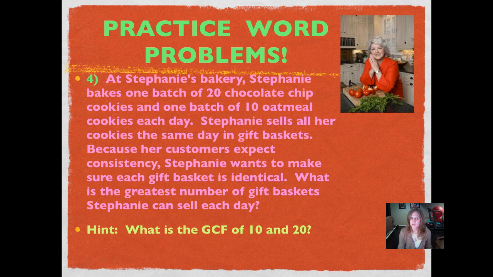Okay, in case you couldn't get it, here's the hint. What is the greatest common factor of 10 and 20? You may have drawn a picture to figure this out, and if you did, that's okay. But if you found the greatest common factor, that's going to help you too. So go ahead and see now if you can work it out. Pause it and push play when you're ready for the answer.